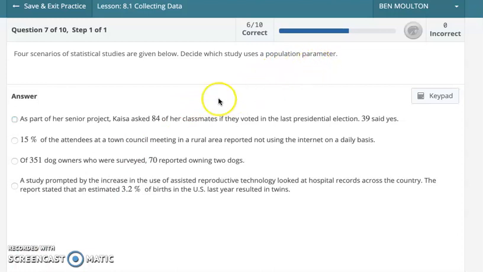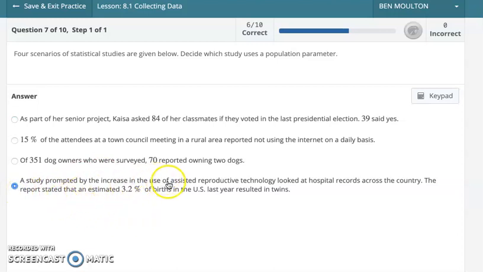So we want to find out the population parameter on this one. We probably have seen this one earlier in this video. Kaisa asked 84 of her classmates if they voted in the last presidential election. 39 said yes. So they gave you the value there. That is a sample statistic. 15% of the attendees in a town council meeting responded to not using the internet. Well, it's a town council meeting. It's a small number of people, so that's going to be a sample statistic as well. Right here for this next one with the dog owners, they talk about 70 owning 2 dogs. That's also a sample statistic, which leaves this guy.